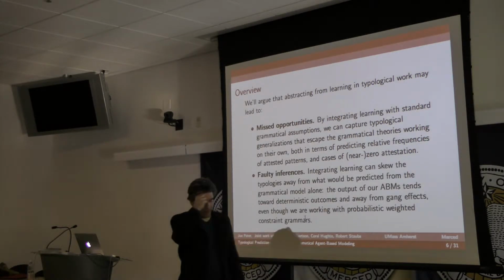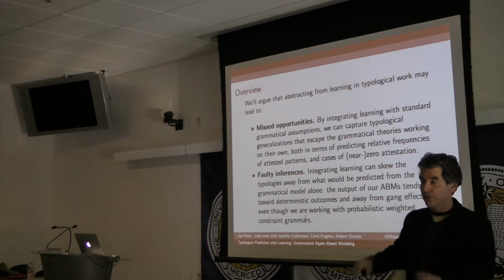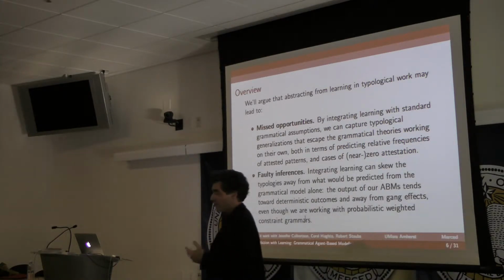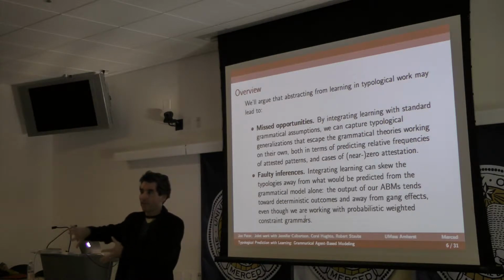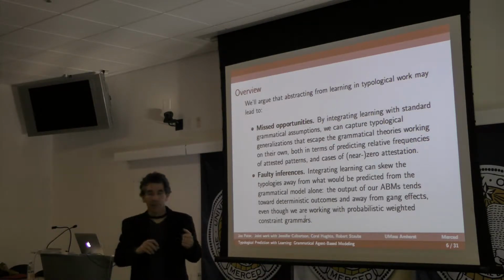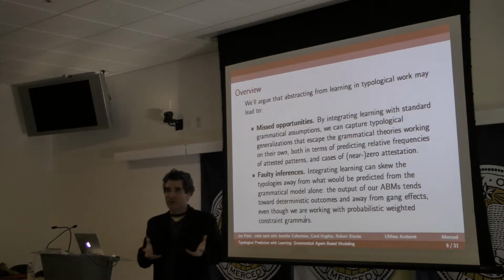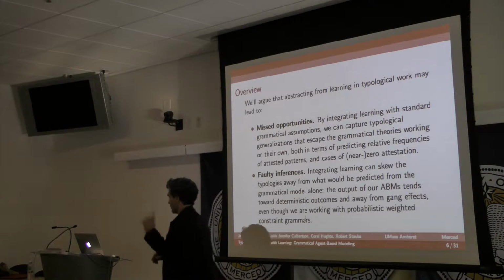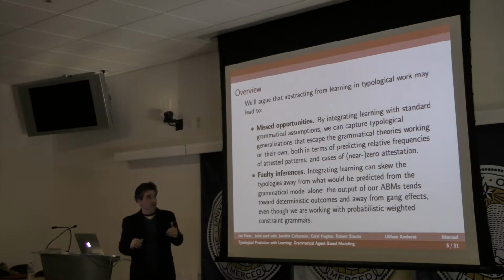The other thing is that if you are trying to directly infer properties of universal grammar by looking at the distribution over language types, and not including learning, you might be making faulty inferences about what the structure of grammar should be because learning can warp the typology. And I'll be giving you an example of this where a particular grammatical theory predicts that certain things should happen, but once you put the learning theory in there with it, you get predictions that these things shouldn't happen any longer. So that's the part we'll get to towards the end. So in particular, the output of our agent-based models are going to tend towards deterministic outcomes and away from gang effects, even though we're working with probabilistic weighted constraint grammars that can represent variation and gang effects perfectly well.